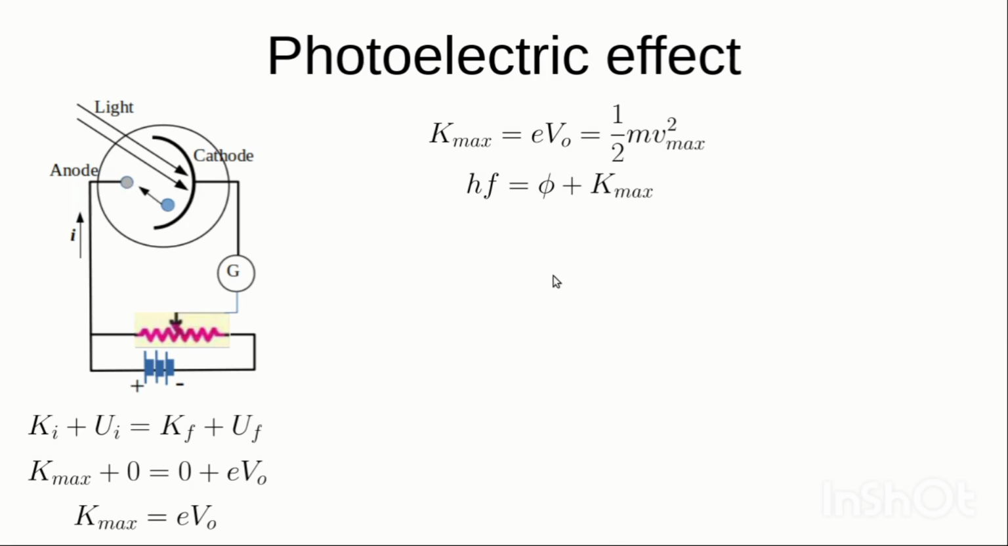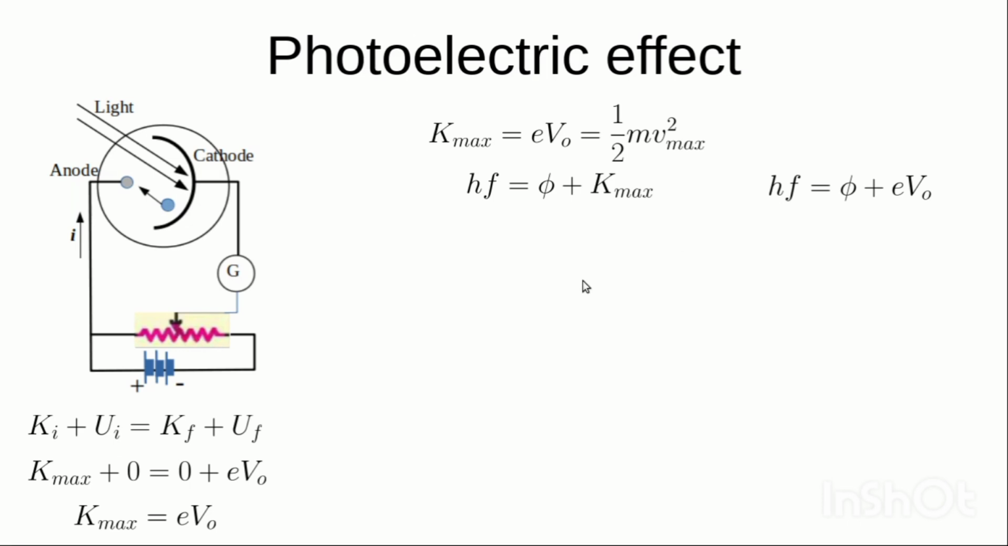Now this formula is for the electron with the highest speed, or the maximum speed, right? So at this point, we notice that our Kmax can also be replaced with eV naught, since we have established that Kmax is equal to eV naught. So we now have hf equal to phi plus eV naught. So this is the other formula that we have established.